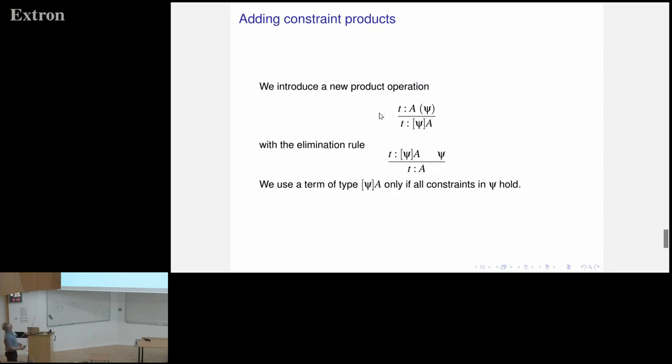And the final feature of the type theory is that we can also consider internalizing those judgments with constraint assumptions as particular types. So given that A is a type under the constraint psi, then brackets psi A is a type. And we have an introduction rule saying that if T is in A where psi is valid, then T is also a valid term of type brackets psi A. And we have an elimination rule where we can instantiate such a term provided we have proved that all constraints in psi hold.